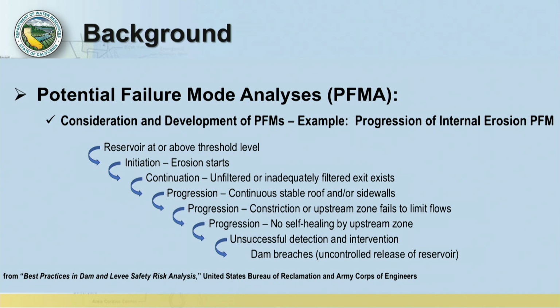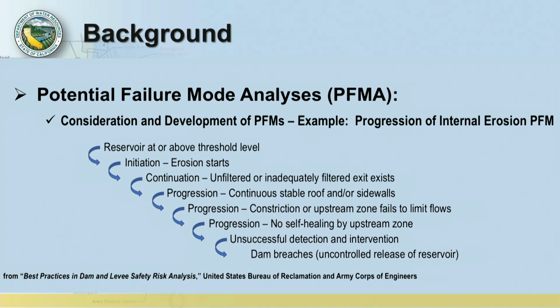It continues, so under continuation you have an unfiltered or inadequately filtered exit for the water. It progresses, you have a continuous stable roof or sidewalls. More progression, you have a constriction or upstream zone fails to limit the flows through the erosion. More progression, you have no self-healing by upstream zone.